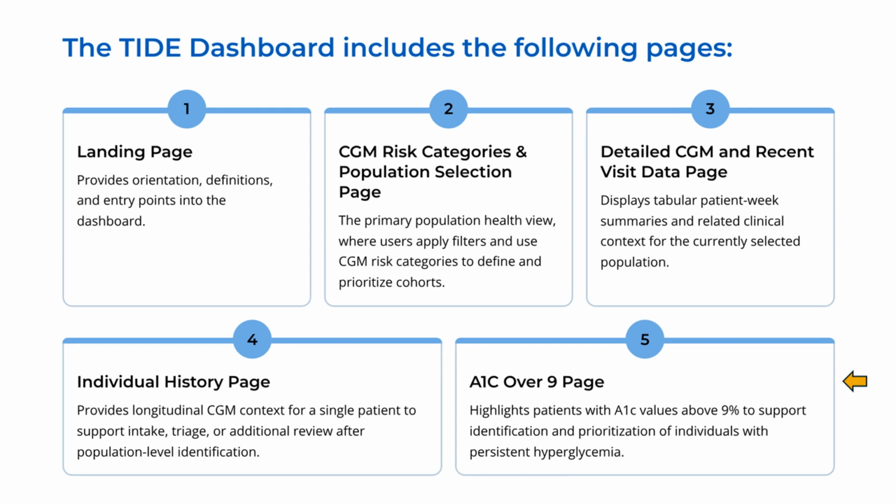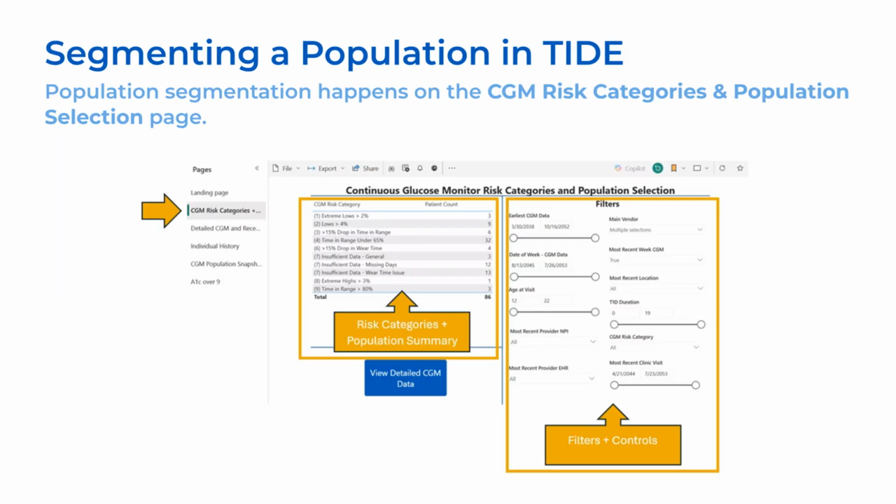The A1C over 9 page highlights patients with persistently elevated A1C values. This view supports identification and prioritization of individuals who may benefit from focused follow-up or intervention. Population segmentation happens on the CGM Risk Categories and Population Selection page. This process helps teams move from a broad population view to a more focused cohort.